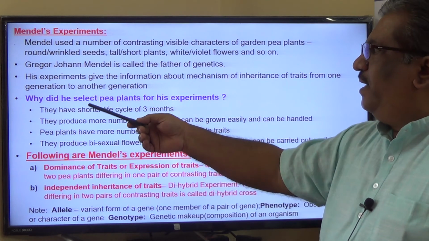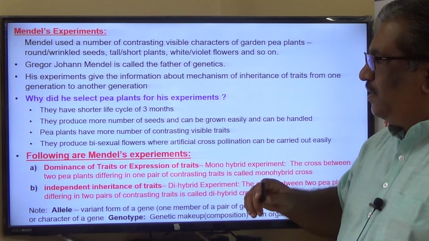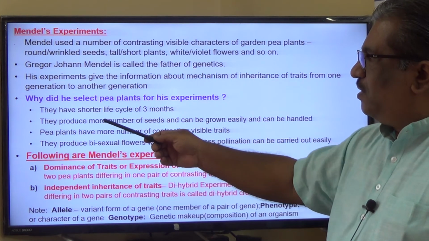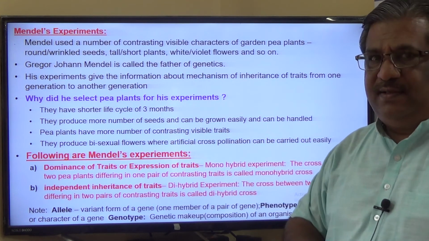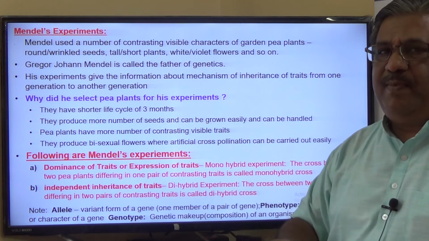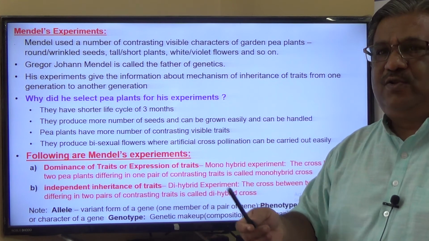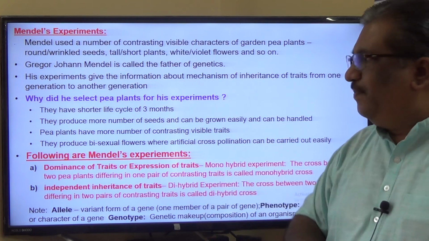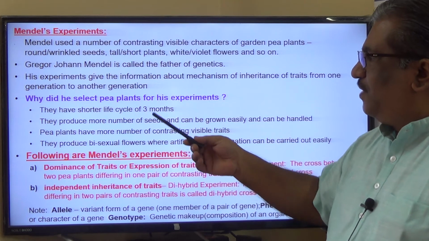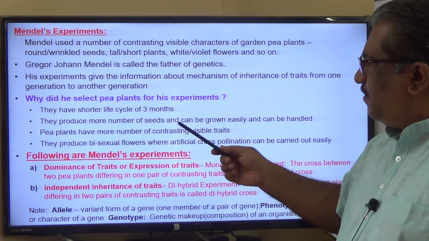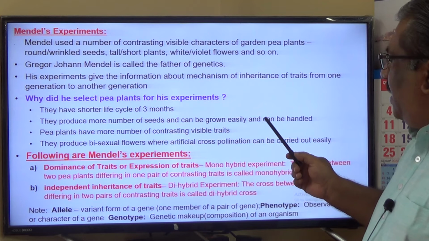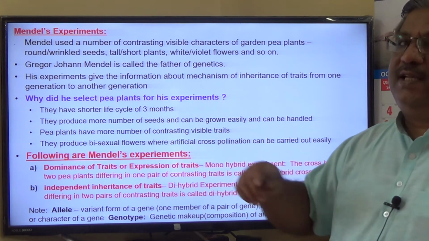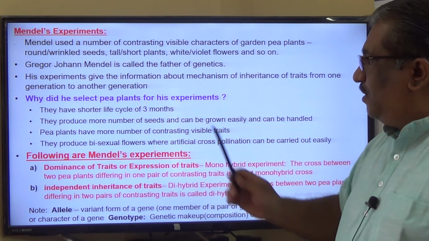The question is, why did he select pea plants for his experiments? Generally, this question appears in the exam. They have a shorter life cycle of 3 months. Within 3 months, a pea plant can be grown right from the sowing of the seeds to get the matured plant and to get the peas. They produce more number of seeds and can be grown easily and handled very easily. And pea plants have more number of contrasting visible characters. That is one of the important factors.